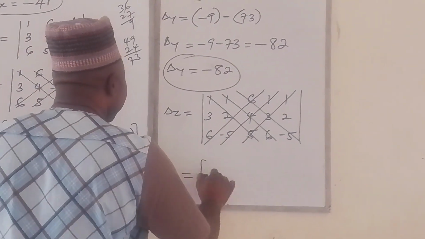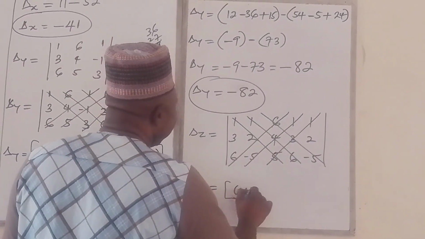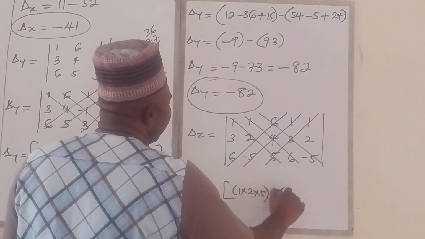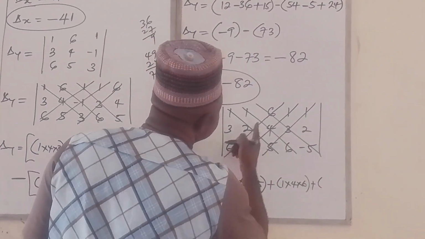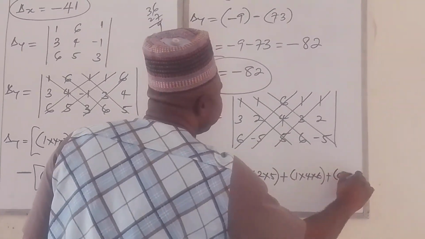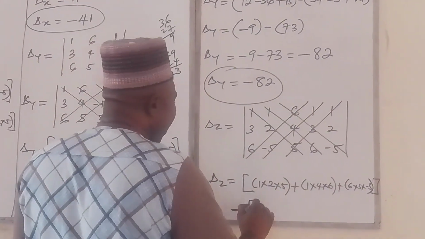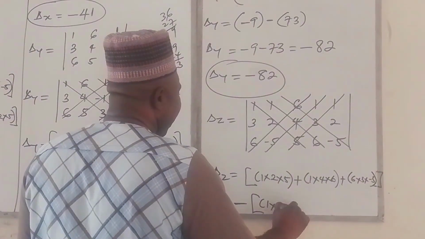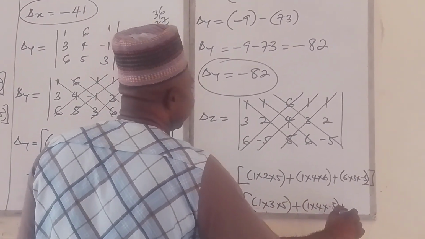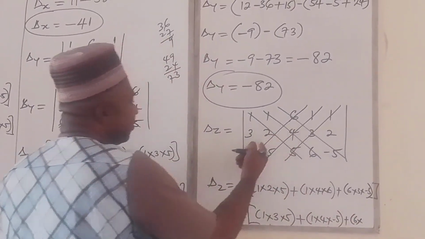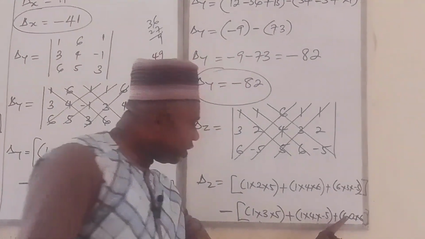It means the determinant of Z will be equal to 1 times 2 times 5 plus 1 times 4 times 6 plus 6 times 3 times minus 5, the whole of this less 1 times 3 times 5 plus 1 times 4 times minus 5 plus 6 times 2 times 6. Please take note, this is 6 times 2 times 6.